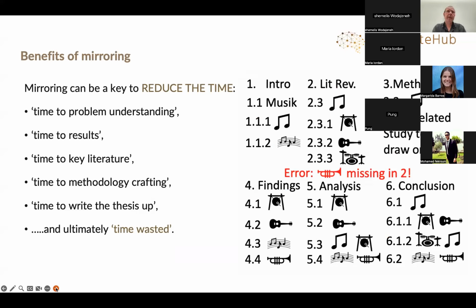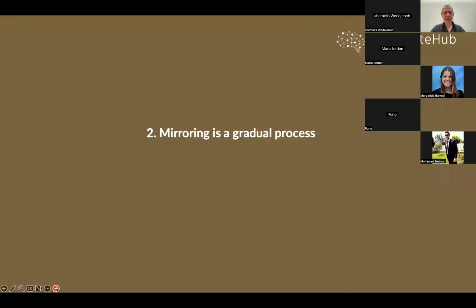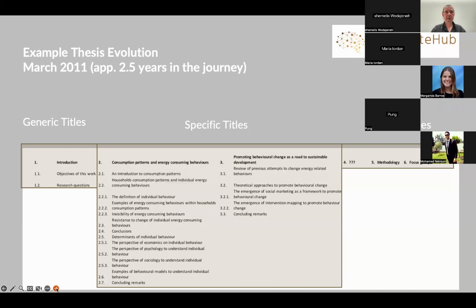So with this, mirroring can be a key to reduce the time to a problem understanding, time to results, time to key literature, time to methodology crafting, and time to write the thesis up. And it can help you to save wasted time. And we will get more concrete on that as we go ahead. Mirroring is a gradual process. So it's something that you need to take into account through all of the steps of your research.